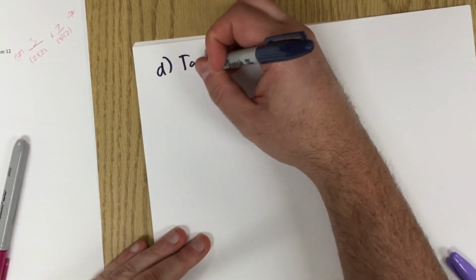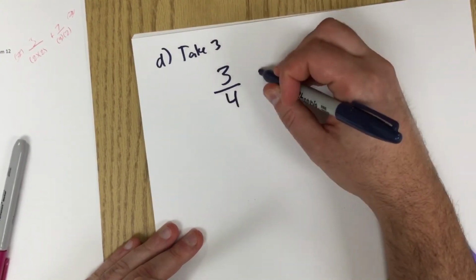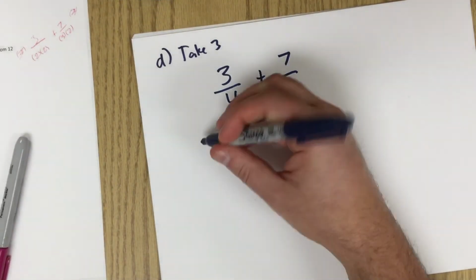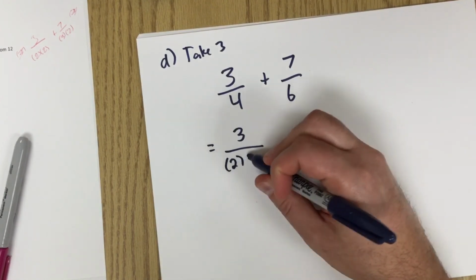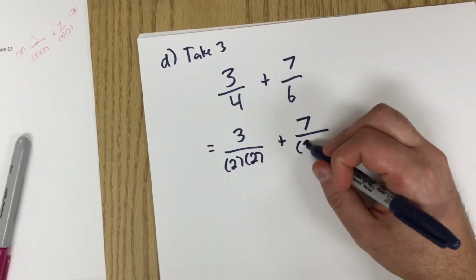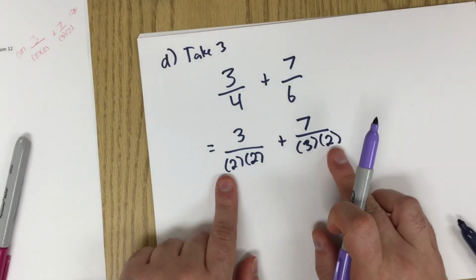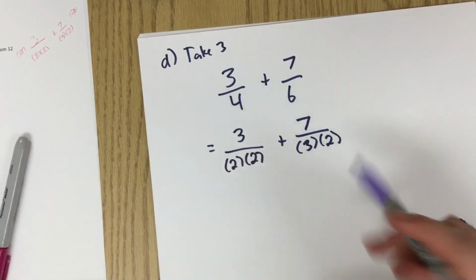So d, take 3. So 3 over 4 plus 7 over 6. And I want to point out that this is like saying 3 over 2 times 2 plus 7 over 3 times 2. And if we want to make these the same, they already have a 2 on the bottom. So here we have a 2 and a 2. We just have to get another 3.